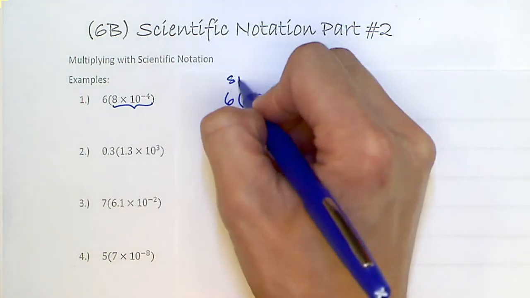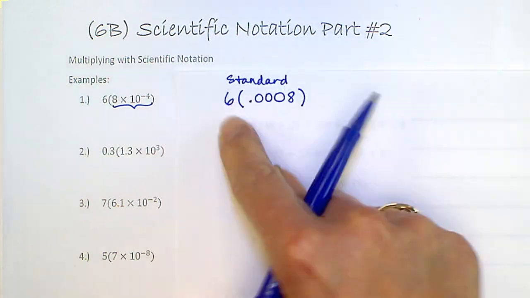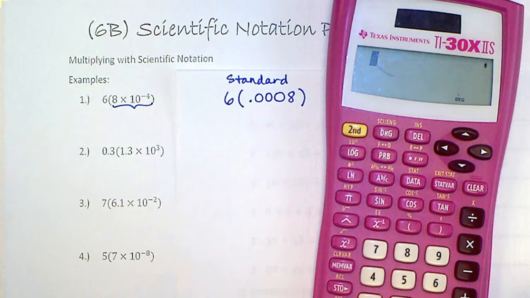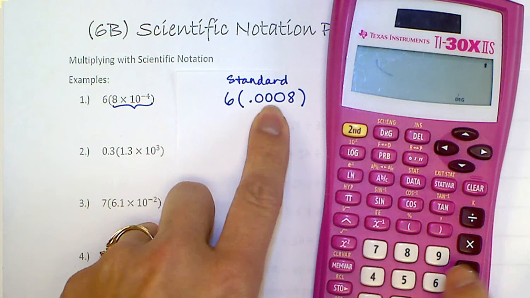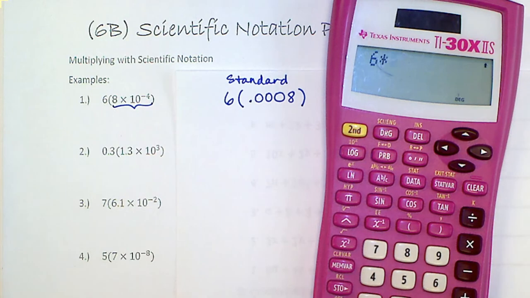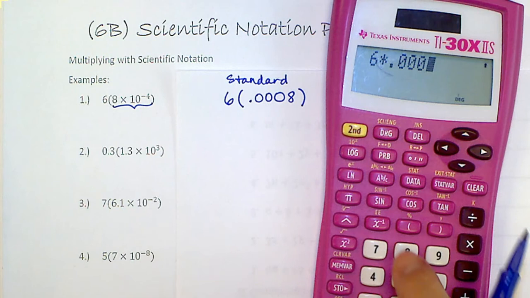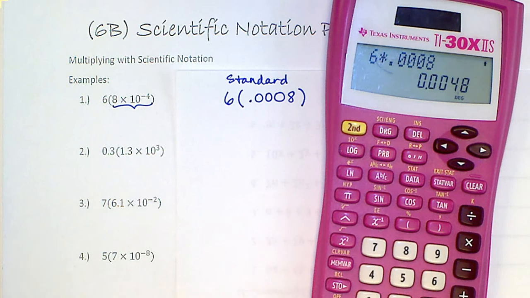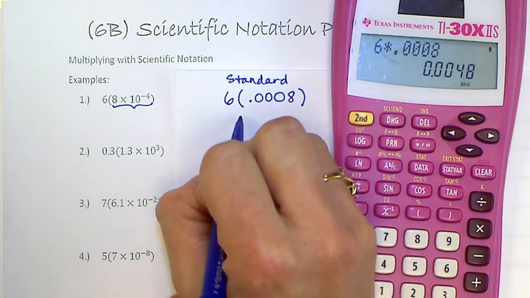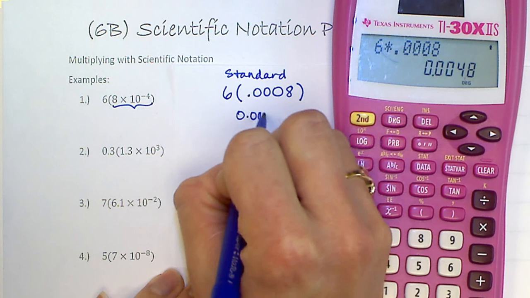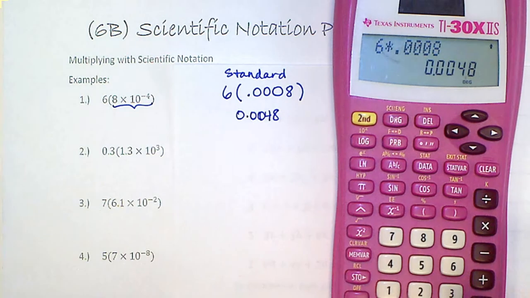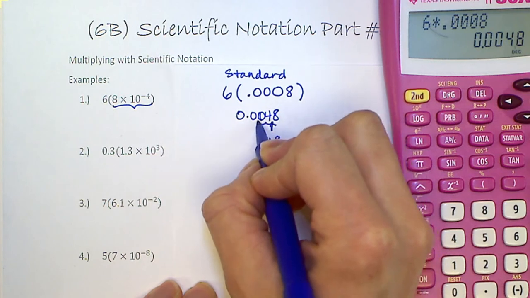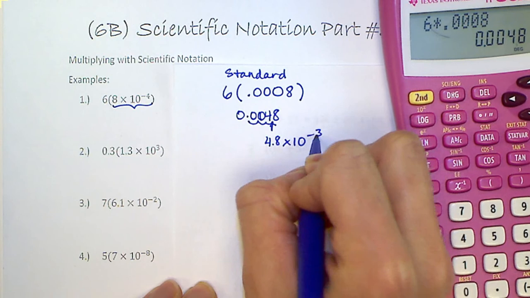Now this part is optional. I do not prefer to do the standard part, but I want to show it to you in case that's something you're interested in. So you can change this to 0.0008, then do 6 times that on your calculator. And you get 0.0048. Then you have to change that back to scientific, which means we need to put our decimal here. So this is 4.8 times 10 to the negative 3rd. So that's one way to do it.